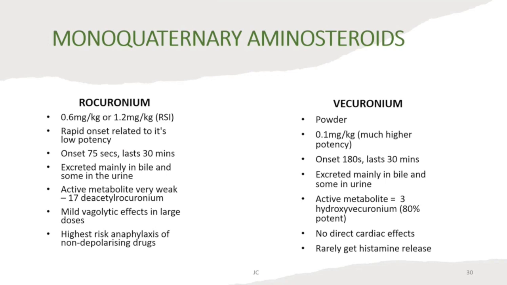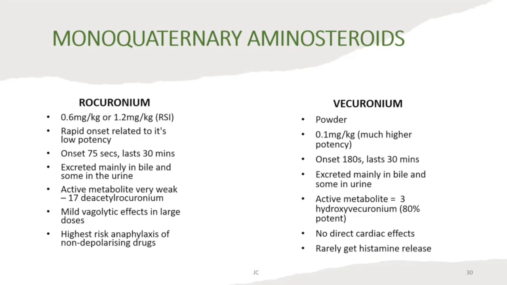So the monoquaternary aminosteroids, this includes rocuronium and vecuronium, and these guys are slightly negatively charged. Rocuronium, the intubating dose is 0.6 mg per kg or 1.2 mg per kg for an RSI. It has quite rapid onset, and that's related to its low potency. Because it's relatively low potency, you have to give more of the drug, and that has a big effect on onset, because the more molecules of roc that are floating around in your neuromuscular junction, the quicker it's going to be, because it can bind to those receptors and do its job.